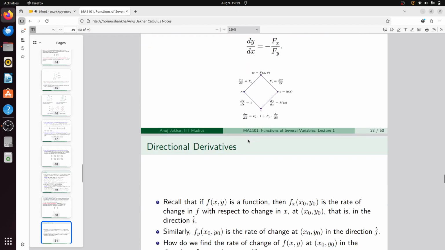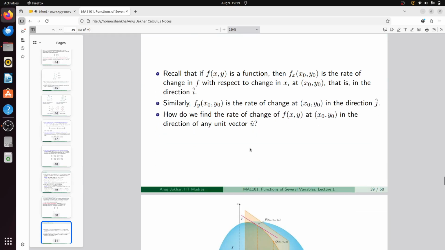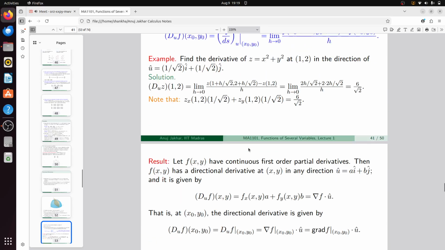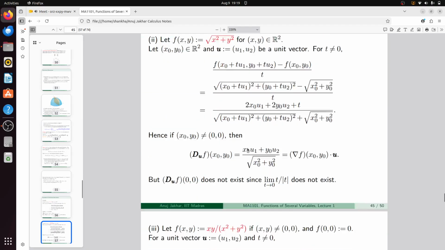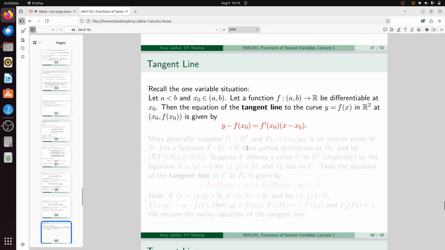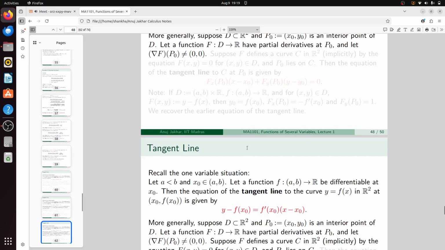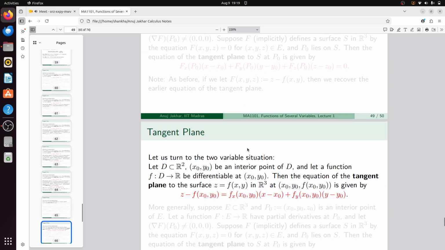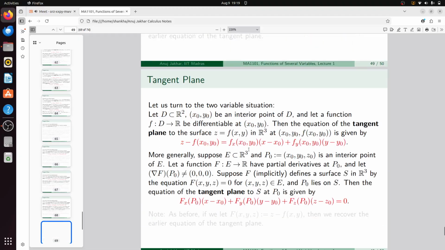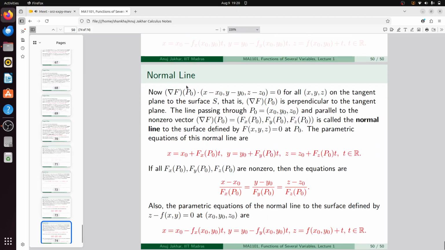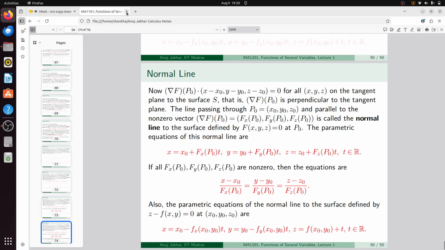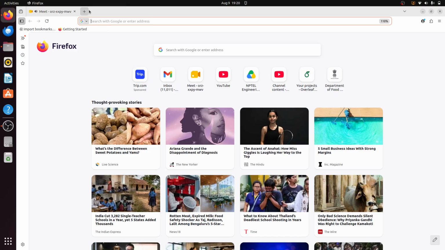There are also some implicit directional derivatives, which are not in the syllabus of our NPTEL. Here it is only directional derivatives, tangent line and all. Now I can move to my problem setup.